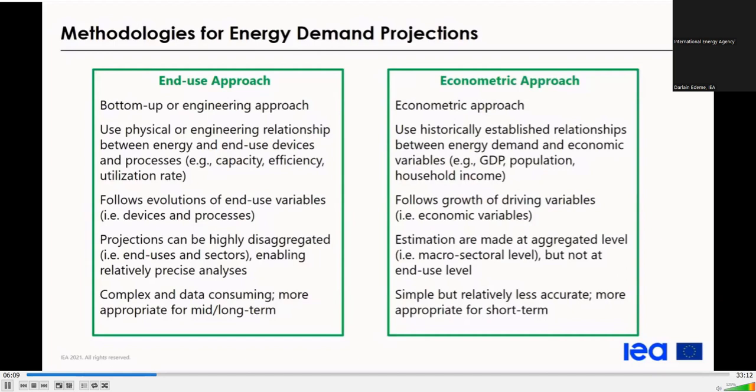Another approach for estimating future energy demand is to look at econometric established relations, for example, between energy demand and economic variables. Again, if we want to estimate the future electricity demand in the residential sector, we could try to look at what the level is today and see how it's linked to the GDP per capita. And if we look at the evolution of the GDP per capita, we could try to estimate what will be the evolution of electricity demand.